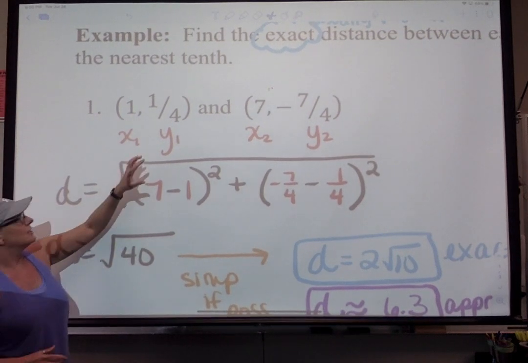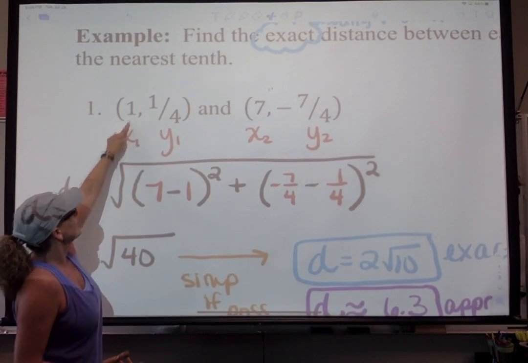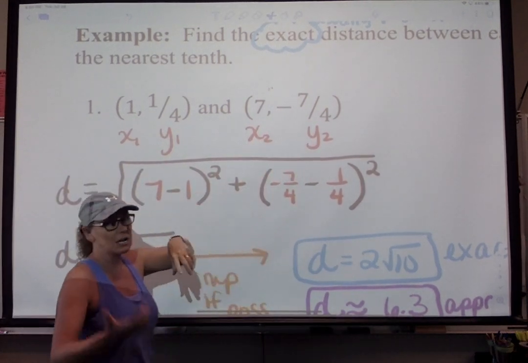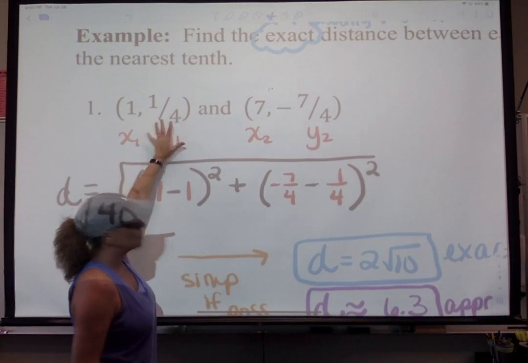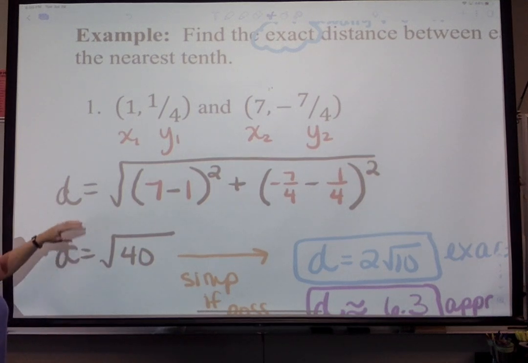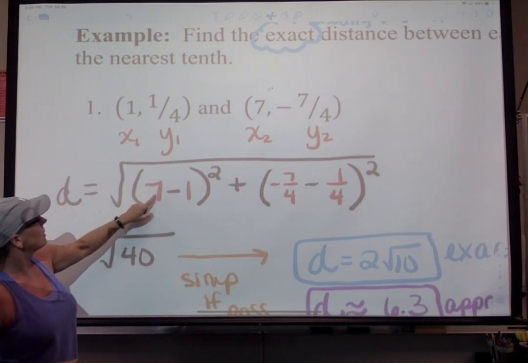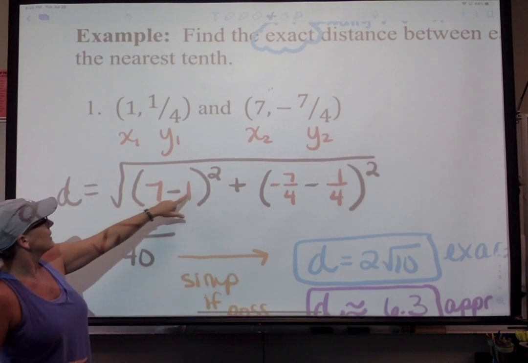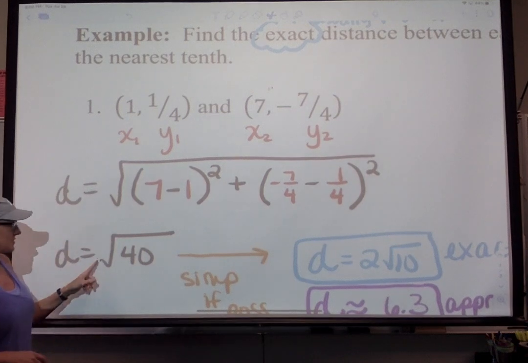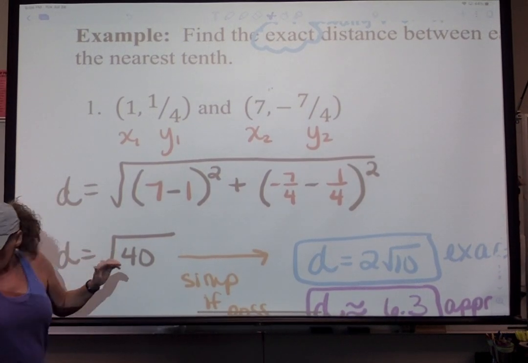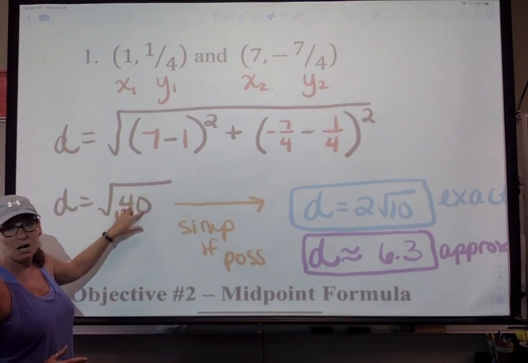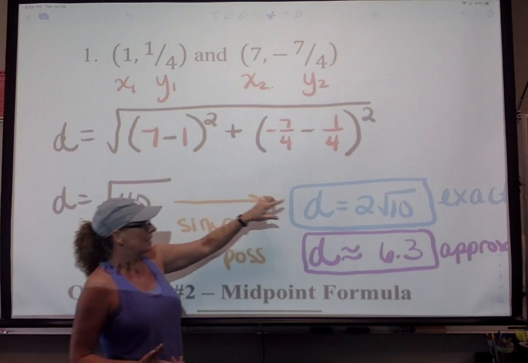So problem number 1, just for your benefit, I've labeled this as x1, y1, and this is x2, y2. Not that it matters, but I decided to call this my first ordered pair and this one my second ordered pair. You can see that I used the distance formula and I plugged in x2 minus x1, and y2 and y1, and I got the square root of 40. So the simplified version is to break this down into perfect squares, and I get 2 radical 10.